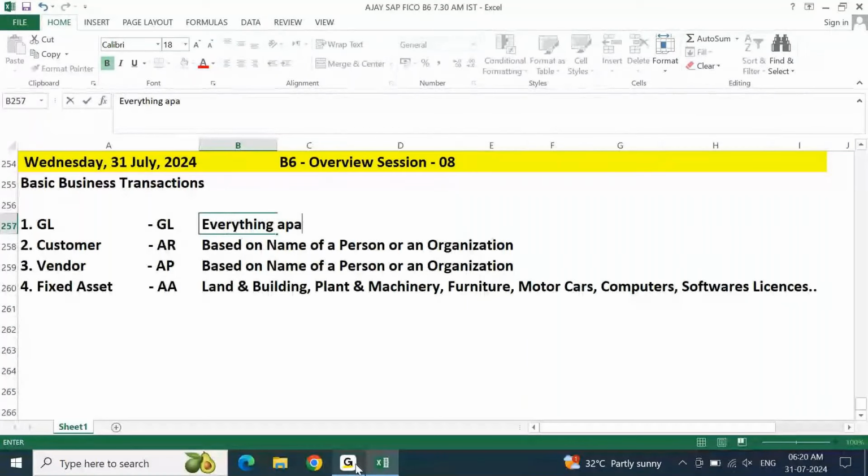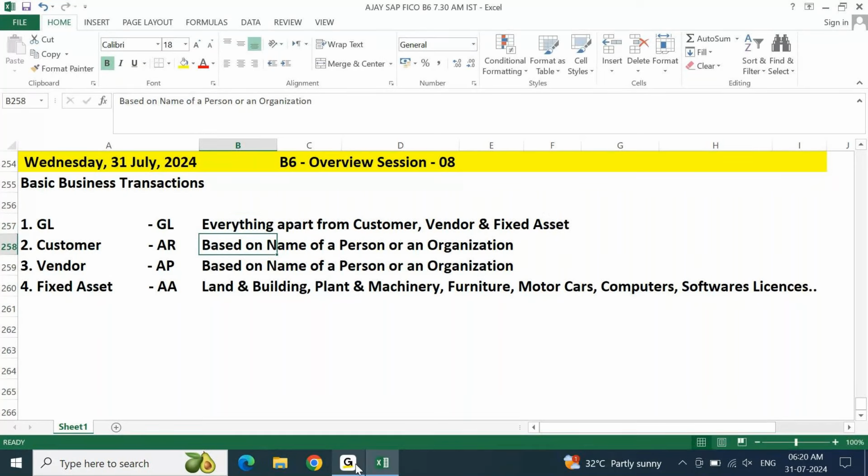Everything apart from customer, vendor, and fixed asset. Your GL account is basically everything other than customer, other than vendor, other than fixed asset. Meaning, if you are able to identify these three, whatever the account name that you say, everything else is part of GL. Whether I talk about cash account, bank account, or any other account, material account, whatsoever, it is a GL account.